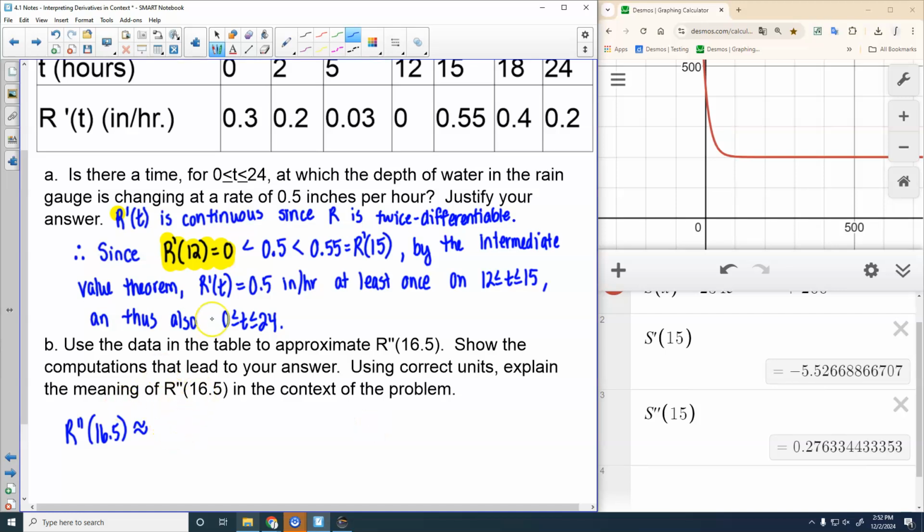And so your points are 15, 0.55 and 18, 0.4. So I'm going to do 0.4 minus 0.55 over 18 minus 15. So you will get negative 0.15 over 3, which is going to give us negative 0.05, I believe. What are the units on that?